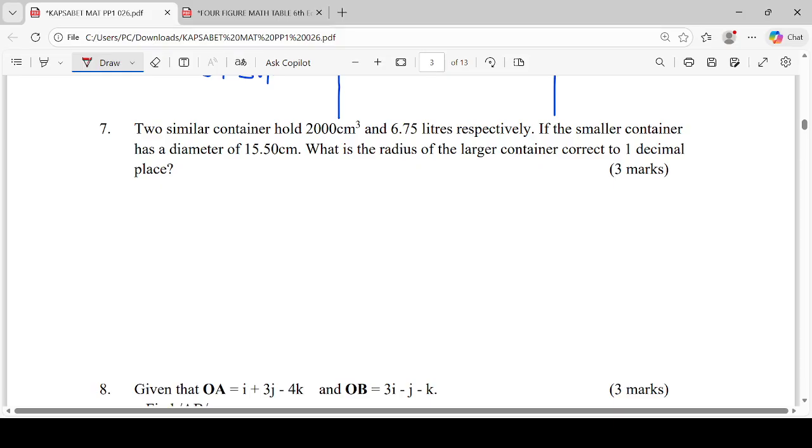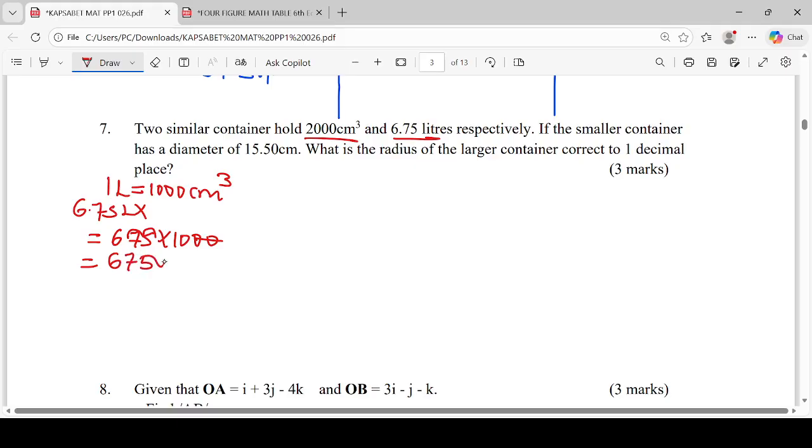Correct to 1 dp. Because this is volume in cubic centimeters and this is capacity in liters, I'll convert this capacity in liters to cubic centimeters. Remember that 1 liter is equivalent to 1,000 cubic centimeters. What about 6.75 liters? You cross multiply. So this will be 6.75 being multiplied by 1,000. And when you multiply this one, removes the 2 decimal points. So this one becomes 6,750 cubic centimeters.